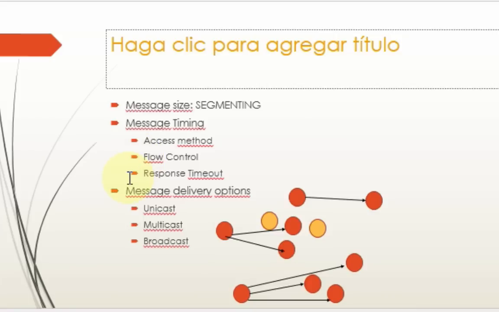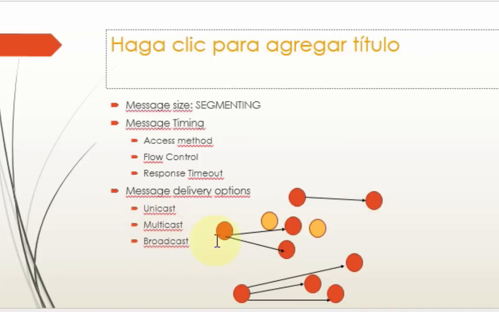And finally, the response timeout. Hosts have rules that specify how long to wait for responses and what action to take if a response timeout occurs. We have three types of message delivery options. The unicast, we can see it here, is one-to-one delivery. There's only a single destination for the message. Then we have the multicast delivery.